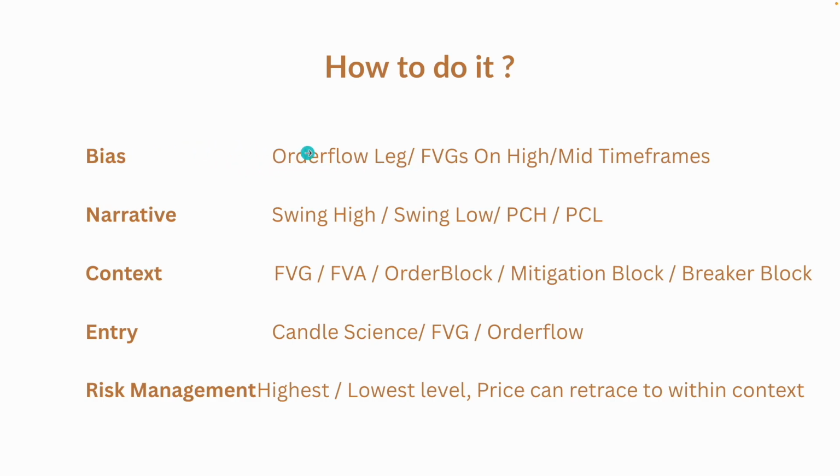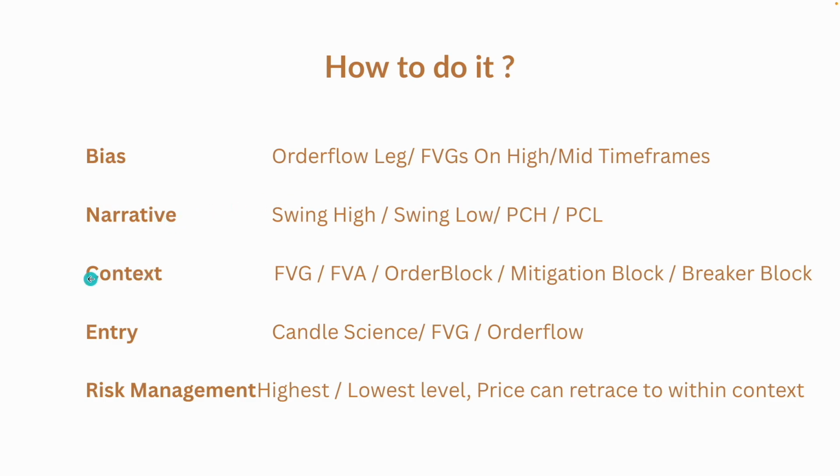Once the bias is decided, and all time frames are matching or showing us the same bias, we can move to find out the narrative. Narrative is the target. It is either a swing high, swing low, or previous candle high or previous candle low. It is always the target.